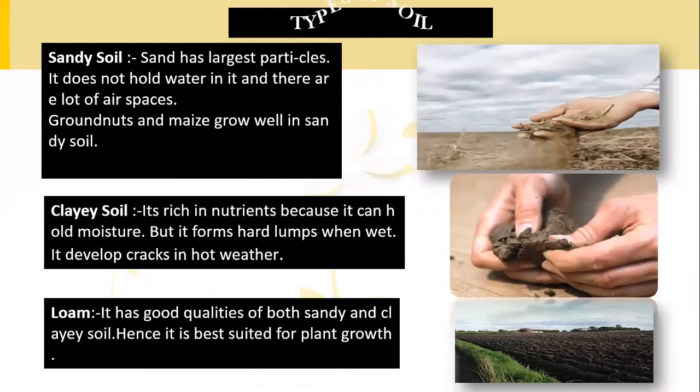Okay. So types of soil. There are three types, as I told you. Sandy soil. Let's discuss the sandy soil. Look at the picture. Sand has the largest particles, and this kind of soil does not hold water in it, and there are a lot of air spaces. Due to this, it needs regular addition of fertilizer. Groundnuts and maize grow well in sandy soil.